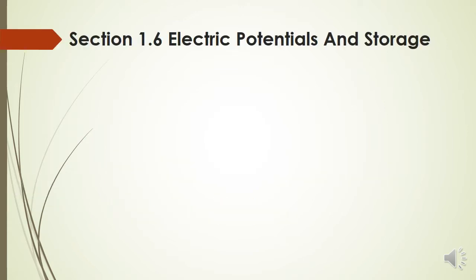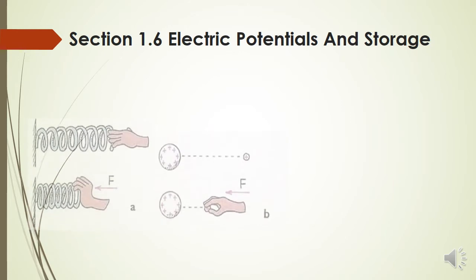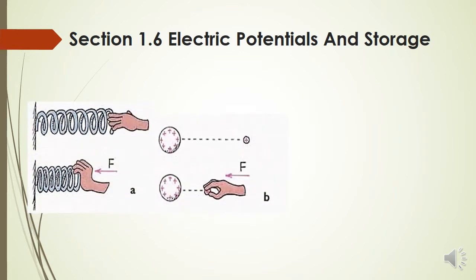A charged object has potential energy by virtue of its location in an electric field. For example, in this figure, consider the particle with a small positive charge located at some distance from a positively charged sphere in figure letter B. If you push the particle closer to the sphere, you will expend energy to overcome electrical repulsion. That is, you do work in pushing the charged particle against the electric field of the sphere.